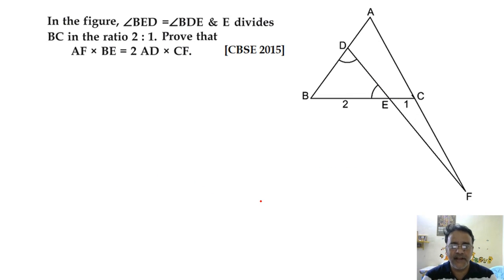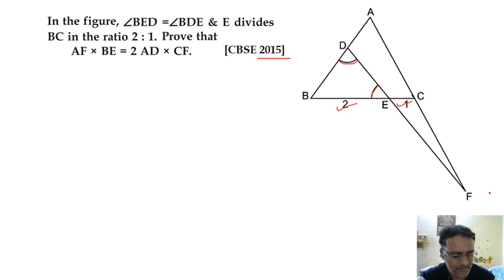Now one more very good question and a very typical also. This is a CBSE 2015 question. In the figure, angle BED is equal to angle BDE. These two angles are equal. And E divides BC in the ratio 2:1. These two are given. Prove that AF into BE is equal to 2 times AD into CF.